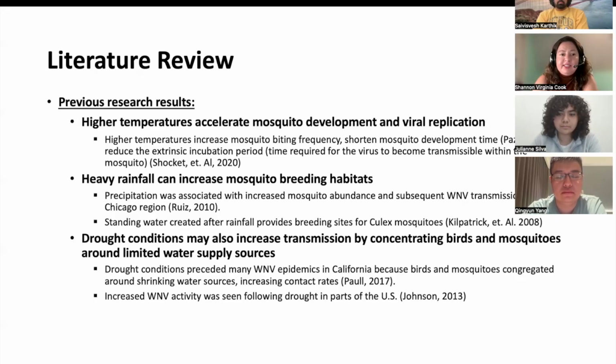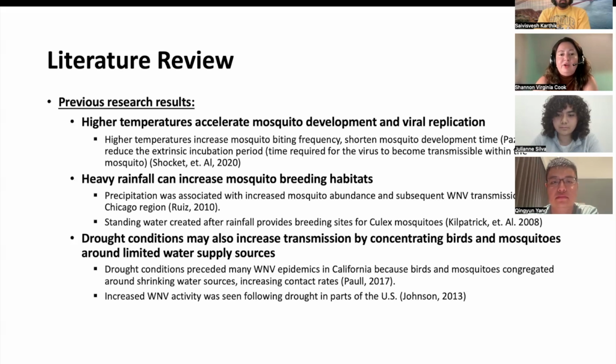Heavy rainfall is the second point. Our second point is that heavy rainfall can increase mosquito breeding habitats. Precipitation was associated with increased mosquito abundance and subsequent West Nile virus transmission in the Chicago region in one article. Standing water created after rainfall also provides breeding sites for Culex mosquitoes, as well as other mosquitoes, for them to start to replicate during that time.